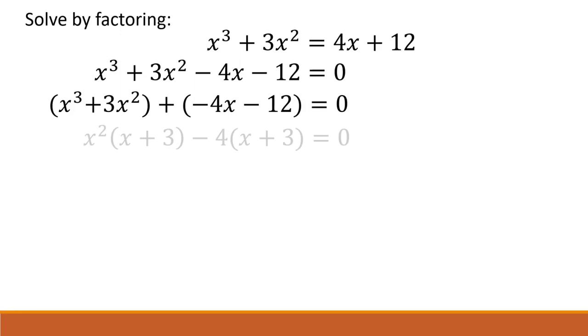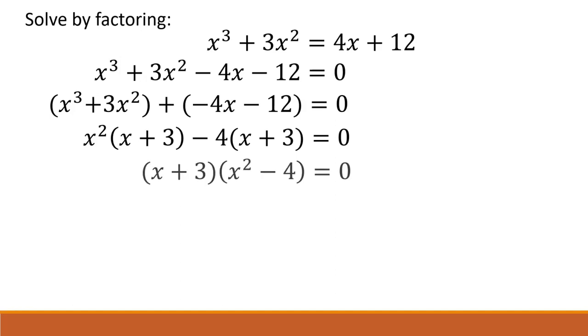The first group has a common factor of x squared, and the second group has a common factor of -4. Now we have two terms. The first one is x squared times x plus 3, and the second term is -4 times x plus 3. There's a common factor of x plus 3 between those two terms, so we'll factor out the common factor and multiply that times the leftover factors in the two terms.